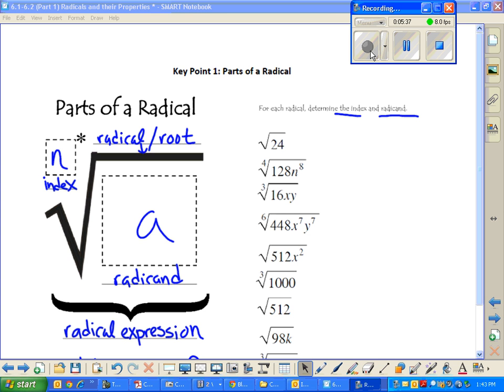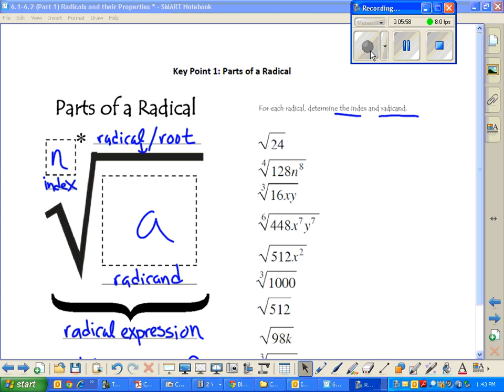I'm pleased because, as I walk around, I'm seeing two things. One, that you folks get the idea that if there's no number tucked into the radical, then that does indeed mean that the index is actually 2. Furthermore, I'm glad to see that you're all understanding that the radicand is everything underneath the root symbol.